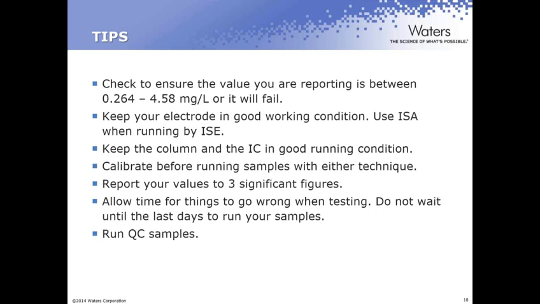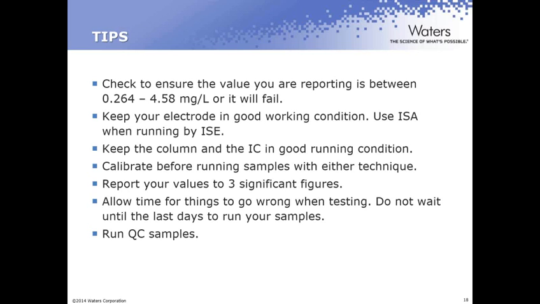So some tips for running your fluoride analysis. Remember to check to ensure that the value that you're reporting is somewhere between 0.264 and 4.5 milligrams per liter, or it's going to fail. When you're running ion selective electrode, the most important thing to do is to make sure that your electrode is in good working condition. Clean off the film on that electrode. Make sure that your calibration standards are fresh. Calibrate your electrode every day, and dilute your samples within the working range, the calibration range of your electrode.